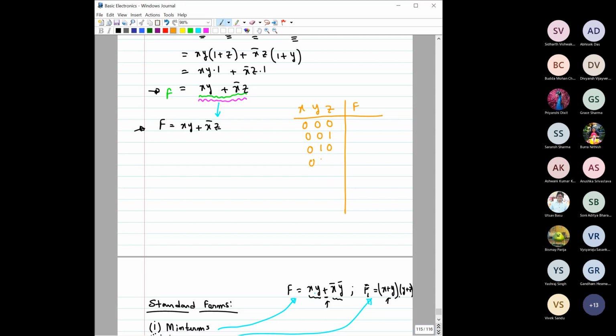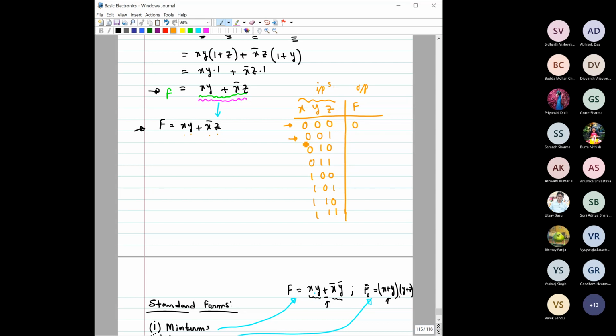0, 0, 0, 0, 1, 1, 1, 0, 0, 1, 0, 1, 1, 1, 0, 1, 1, 1. See, all possible 8 combinations we have written between these three inputs, right? And this is the output. Let's see that. For x 0, y 0, z 0: xy is 0. Then x bar becomes 1, but z is 0, so this becomes 0.